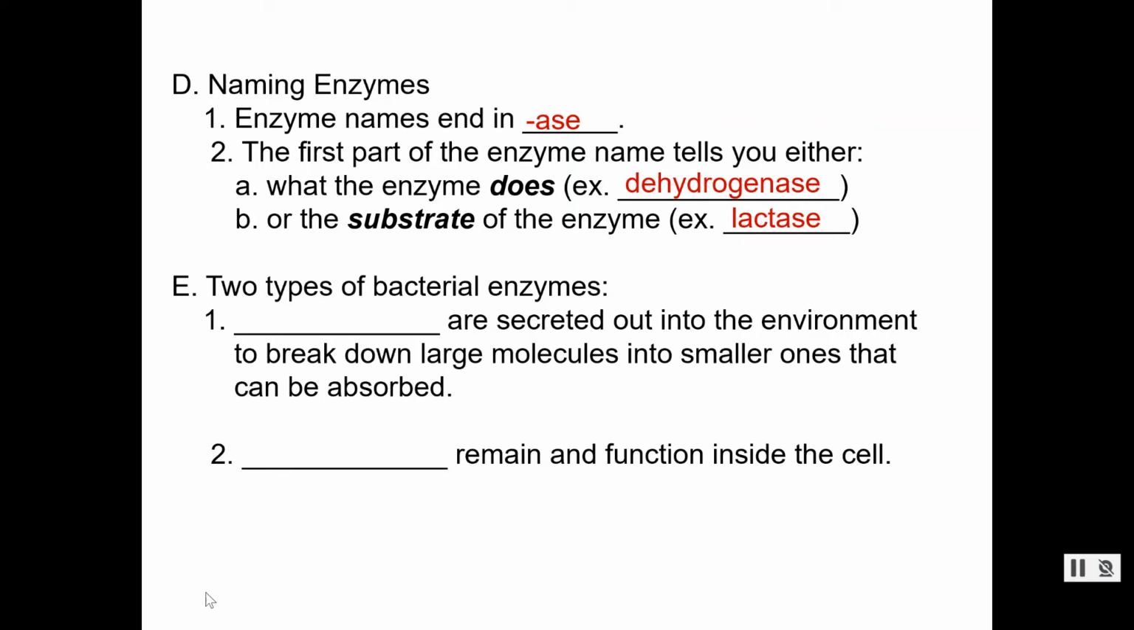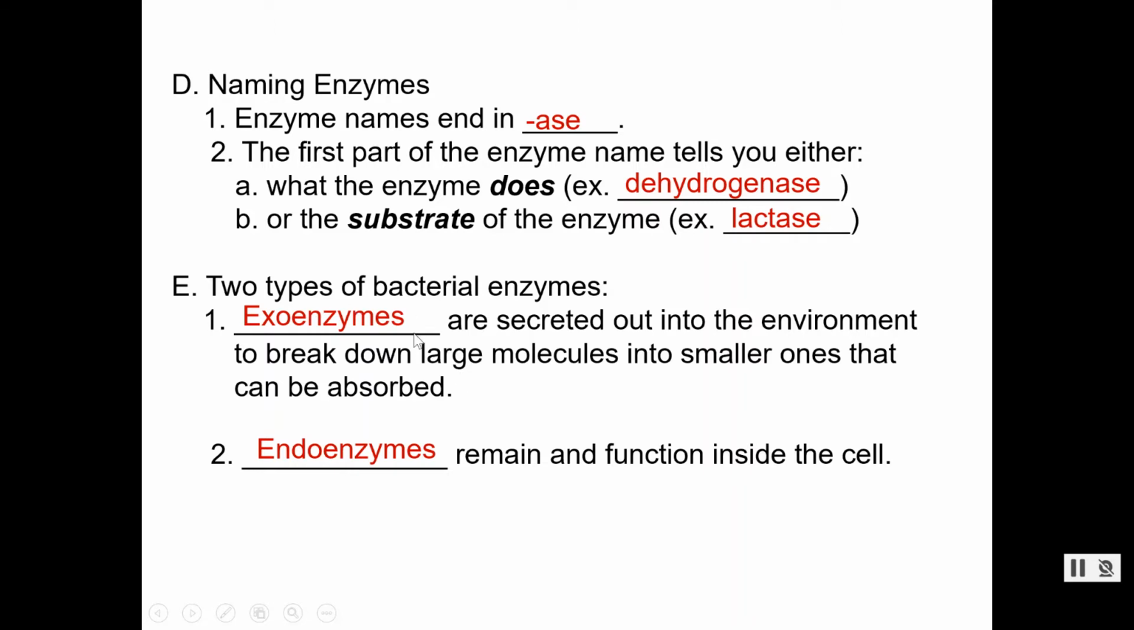We can also categorize enzymes into two types. We can talk about exoenzymes and endoenzymes. Exo, outside; endo, inside, that makes sense. Endoenzymes remain and function inside the cell. And that's probably most of them, but there are also exoenzymes, enzymes that are made, but then get secreted out to the environment and break down large molecules into smaller ones that can be absorbed.